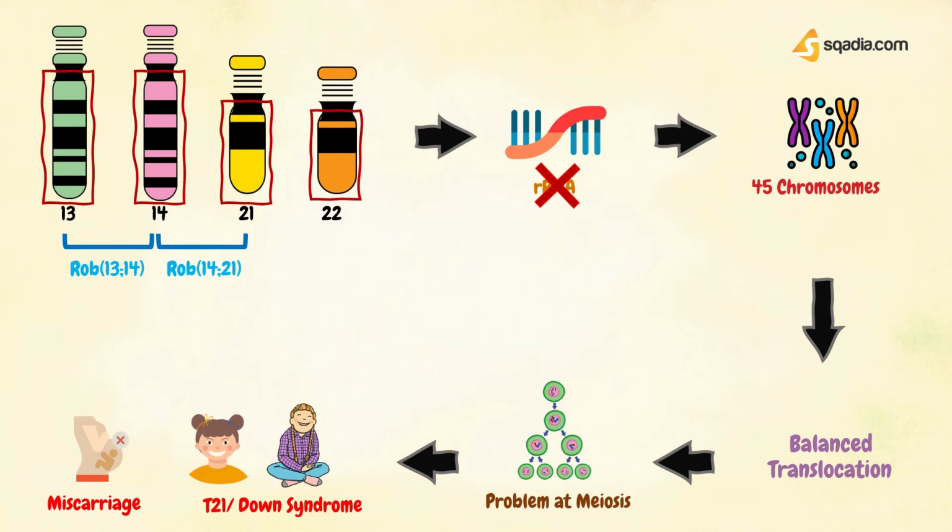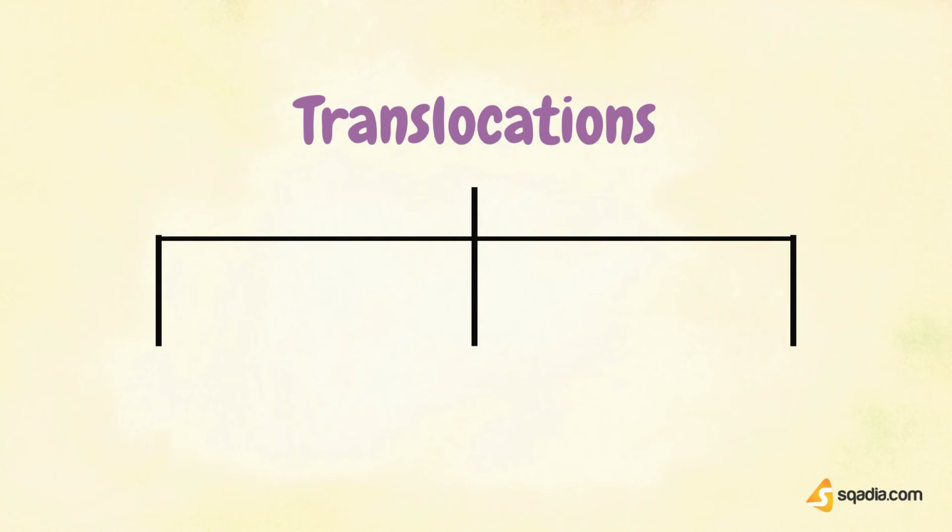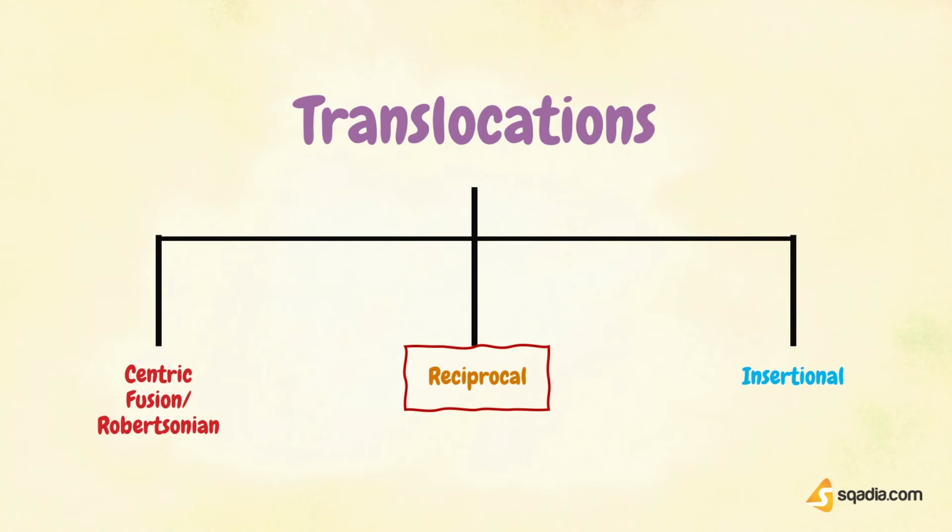Chromosomes are small packages of genes in the body. They determine how a baby's body forms and functions as it grows during pregnancy and after birth. Typically, a baby is born with 46 chromosomes, as we have discussed that. A translocation involves transposition of chromosome material, usually between chromosomes. 3 types are recognized: Centric Fusion, or Robertsonian, Reciprocal, and Insertional. Now let's discuss reciprocal translocations.